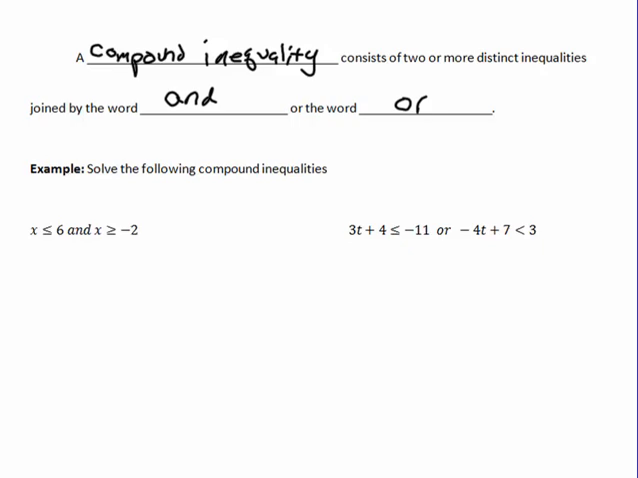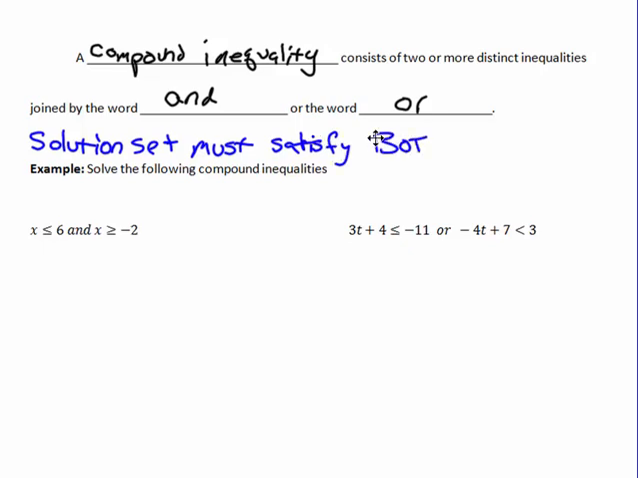You know, let's write that down. I'm going to write that down in blue because I feel like that's important. So we're going to say solution set must satisfy both inequalities.